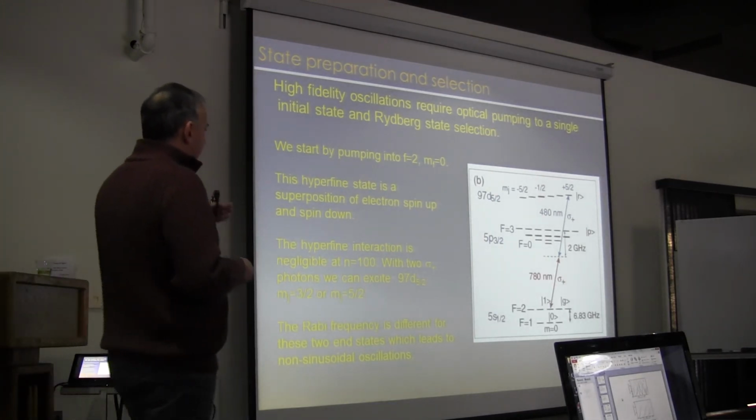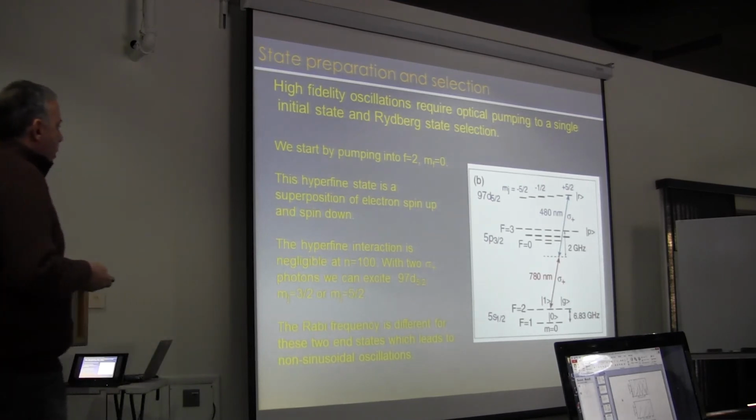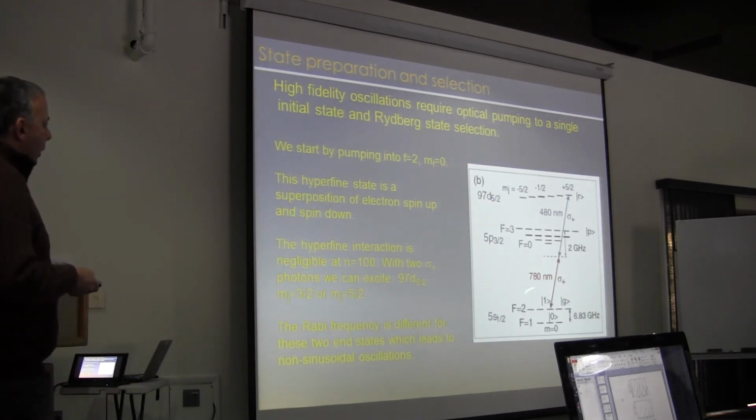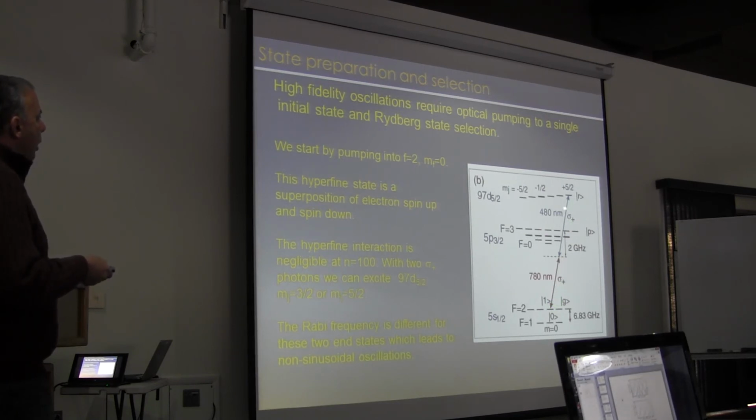So for these high contrast ground-Rydberg oscillations, we're starting by pumping into a well-defined state. We pump into F equals 2, m equals 0 in the rubidium ground state. And then there's a 2-photon sigma plus excitation up to the 97D state in this example.